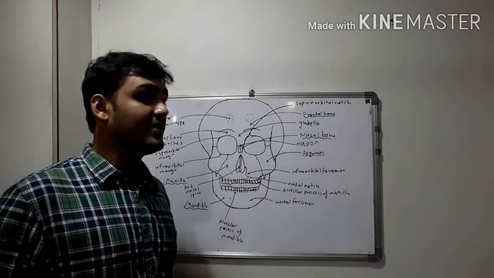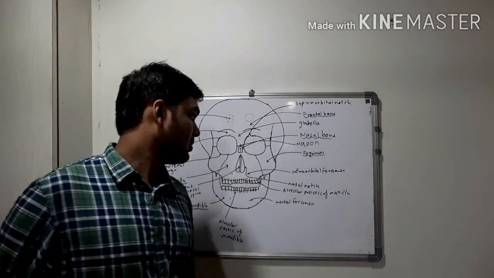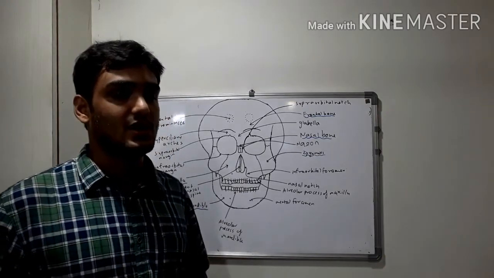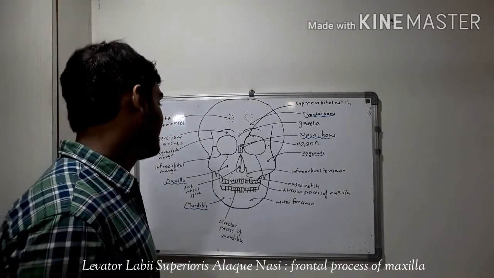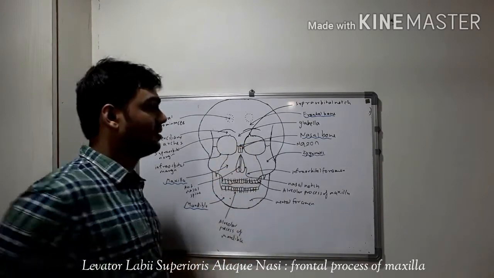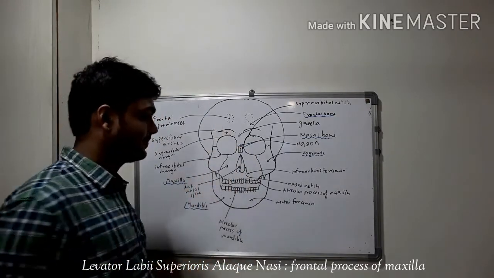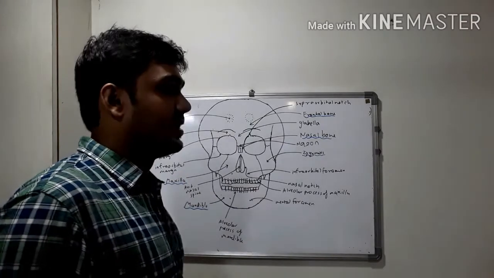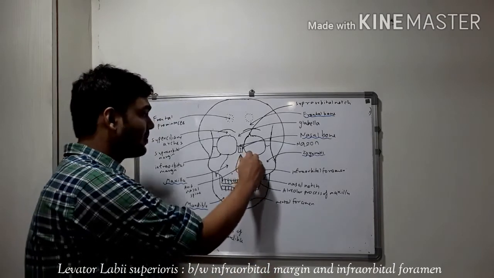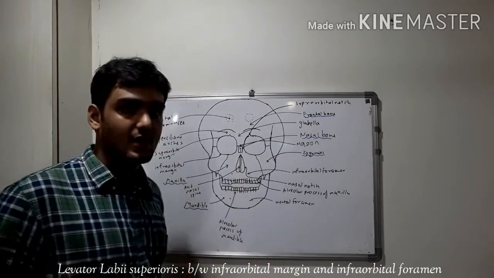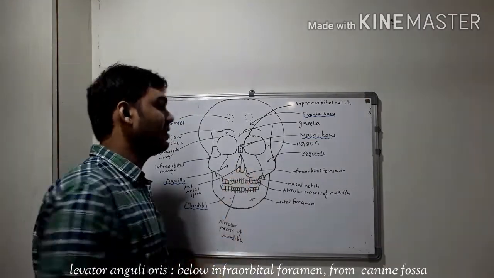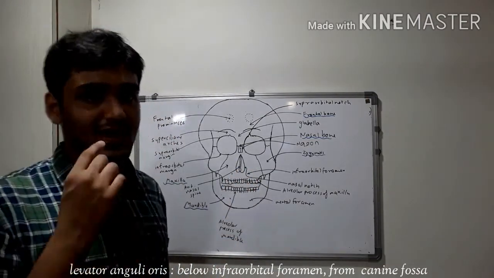Then muscles originating from the maxilla. So we have the three levator muscles originating from that. So levator labii superioris alaeque nasi originates from the frontal process of maxilla, the part which articulates with the frontal bone. Then the levator labii superioris originates from the part between the infraorbital margin and the infraorbital foramen. And the levator anguli oris originates below the infraorbital foramen from the canine fossa, the fossa above the canine tooth.